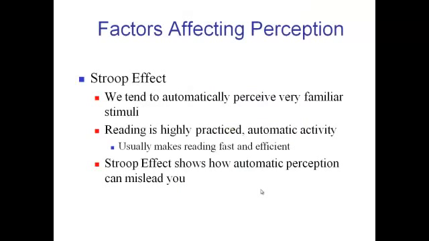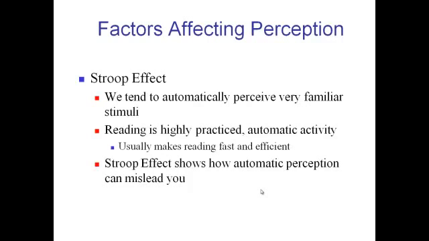The Stroop effect is another pattern in which we perceive things. We have the tendency to automatically perceive familiar stimuli, which is a good way of taking shortcuts that allow us to get through the day much easier. Things that are familiar, we perceive them quickly, so we can move on and we can react more quickly. And reading is a very practiced automatic activity. If you learn to read, you do it all the time, then your reading becomes very fast and efficient.